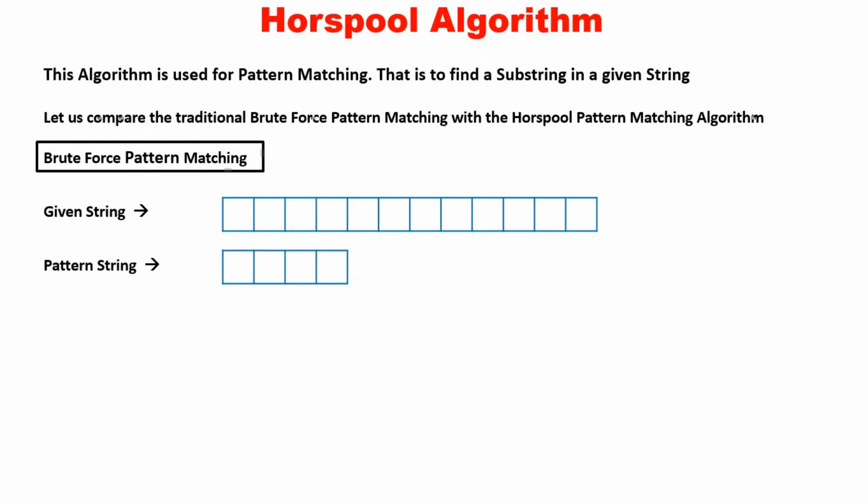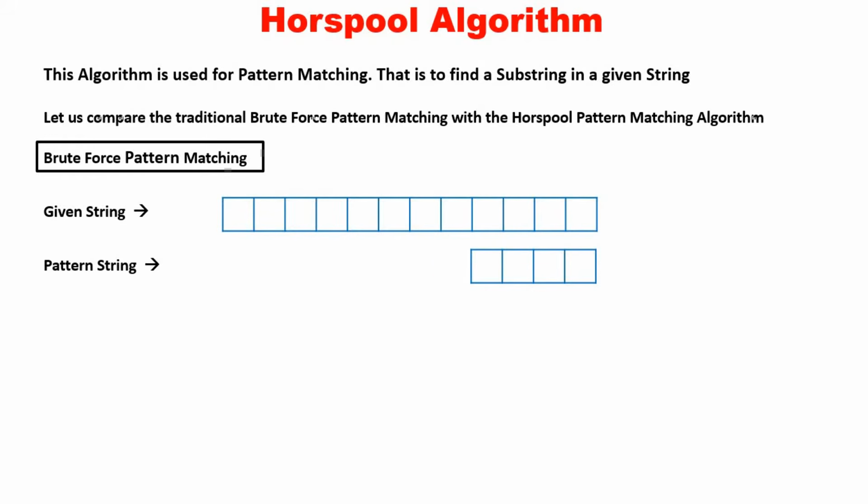If the pattern is not found, it is shifted to the right by 1. Suppose the pattern is not found here, it is again shifted to the right by 1. Suppose it is not found here, again shifted to the right by 1. Again it is not found, shifted to the right by 1. Again shifted to the right by 1, not found. Again shifted by 1, not found. Again it is shifted to the right by 1.